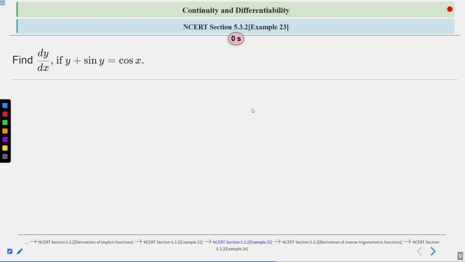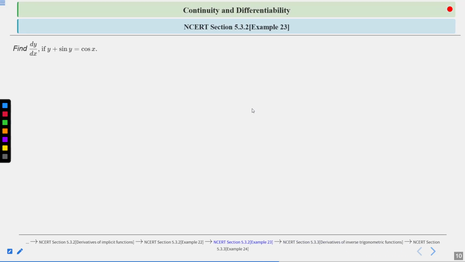Okay, let us start now. We have to find dy by dx if y plus sine y is equal to cos x. It is given that y plus sine y is equal to cos x, and we have to find the value of dy by dx. So let us see the solution part now.